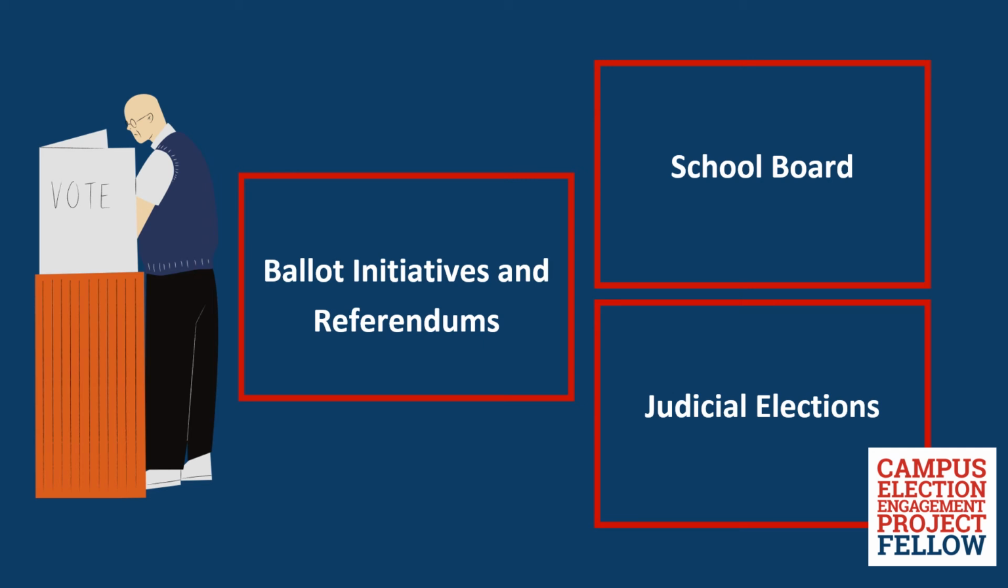We will wrap up our local office descriptions conversation by taking a closer look at the school board, ballot initiatives and referendums, and judicial elections. Regarding the school board, the district school board is the link between the classroom and the community. They decide how and what students are learning by setting policies, curriculums, and budgets for the school district.